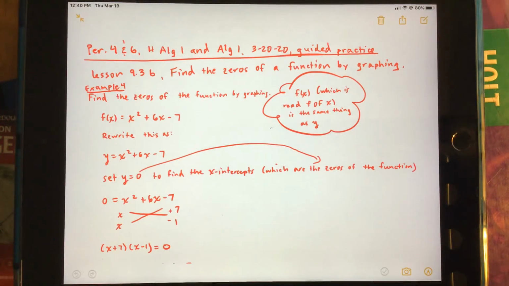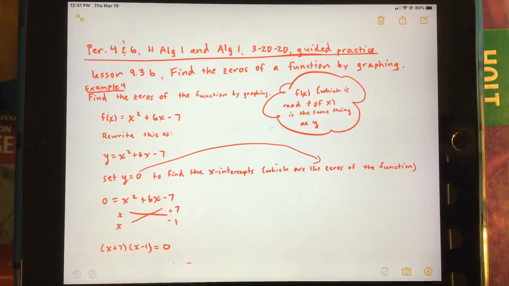So for example 4, we're going to take a look at finding the zeros of the function by graphing, for the equation f of x is equal to x squared plus 6x minus 7. We're going to rewrite this equation in a more familiar format, replacing f of x with y. So y is equal to x squared plus 6x minus 7. To find the zeros of the function, we're going to set y equal to 0. That's going to give us the x-intercepts that we'll place on our graph of our parabola. And again, that is known also as the zeros of the function because y is 0.